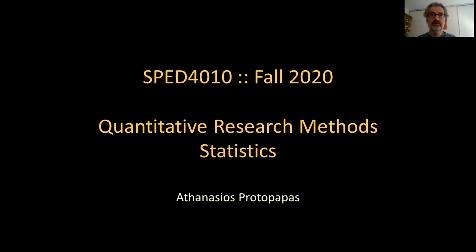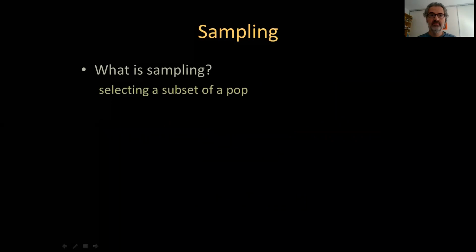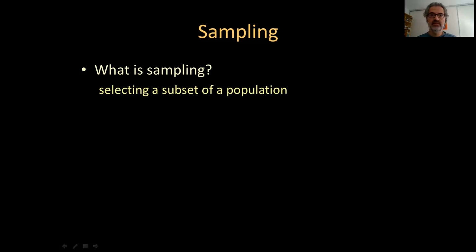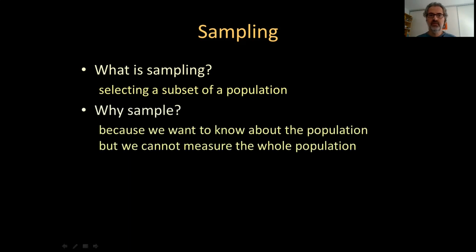In this video, we will talk about sampling. Sampling is selecting a subset of a population. Why would we sample someone from the population? Well, if we want to know something about the population, and usually we cannot measure everyone, then we can select a subset of that population to study.